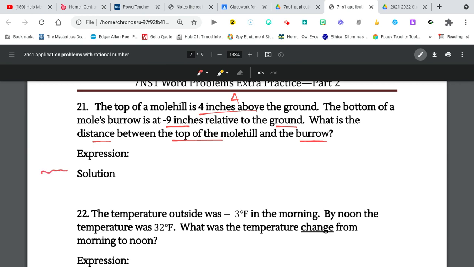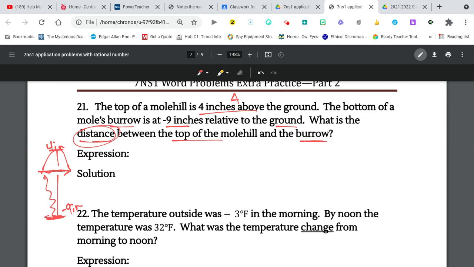So you have your ground here, and then the top of the molehill is somewhere up here. It's 4 inches above the ground. But then there's a burrow that's 9 inches below the ground. So they've dug somewhere down in here, and that's going to end up being at -9. But it's asking me for the distance between the top and then where they burrowed. And everybody can clearly see that 4 and 9 make a total of 13 inches.